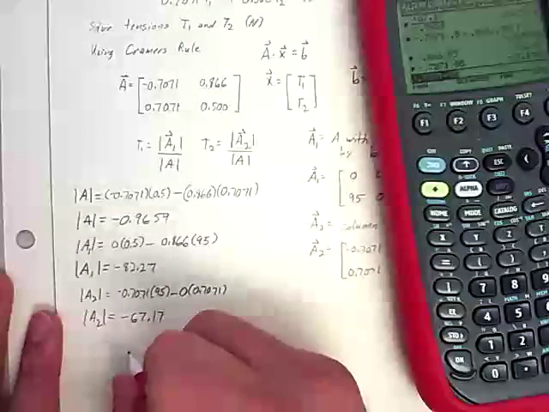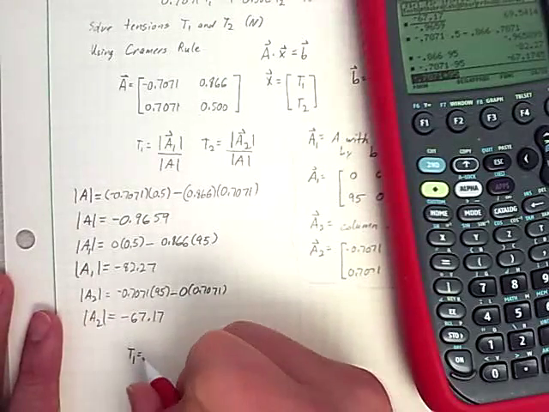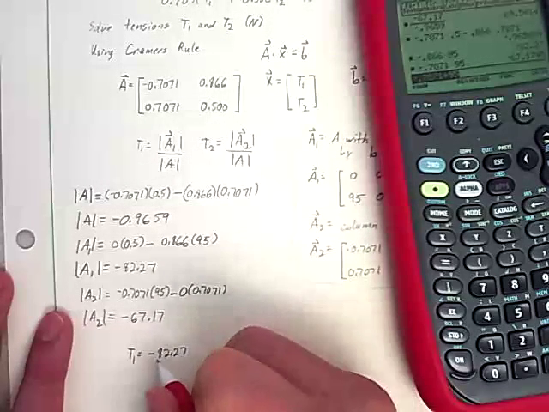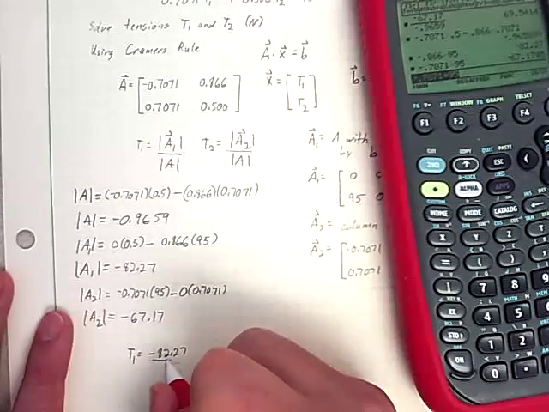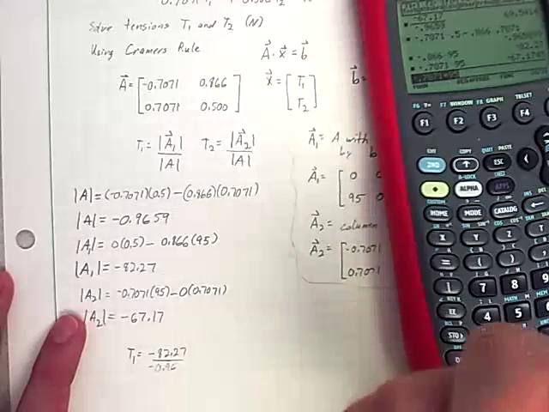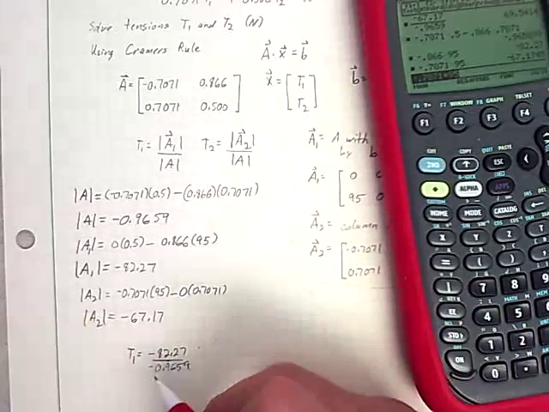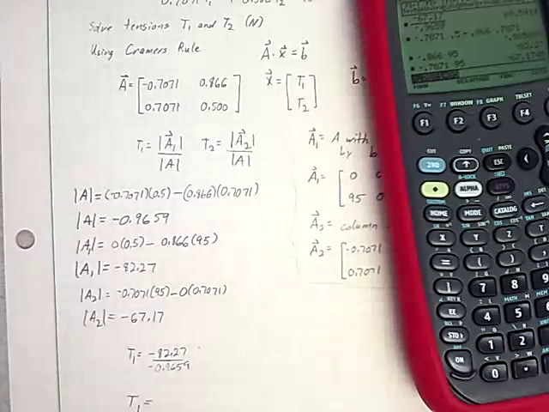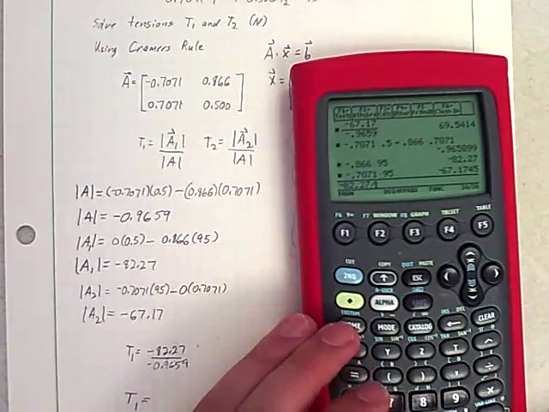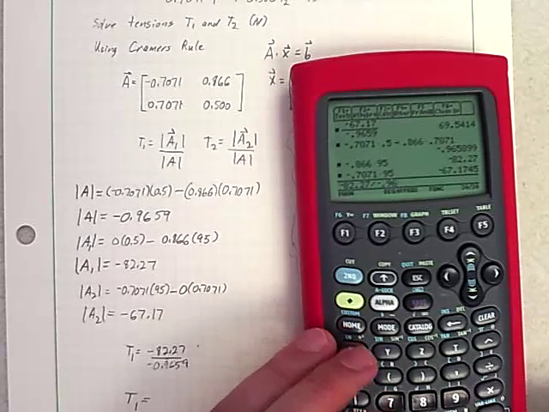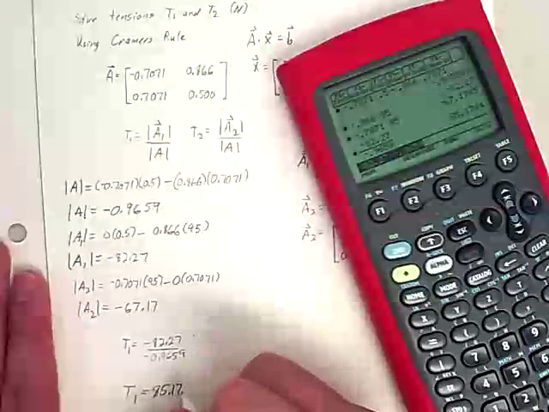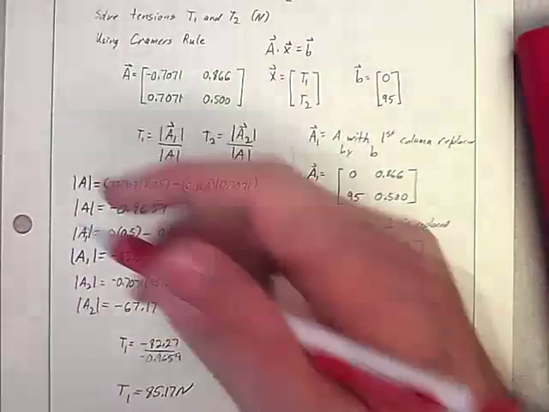We can go back to using these two equations. T1 is equal to the determinant of A1, so it's negative 82.27 divided by the determinant of A, which is negative 0.9659. So for T1, we get a value of negative 82.27 divided by negative 0.9659, 85.17 newtons for T1.